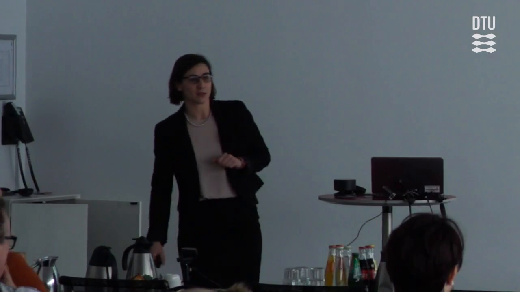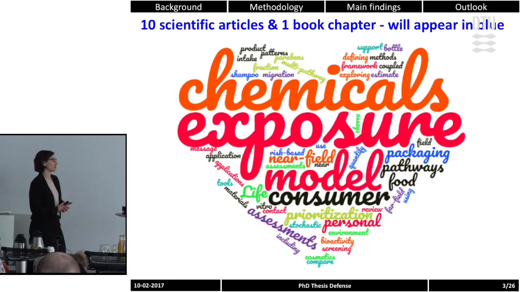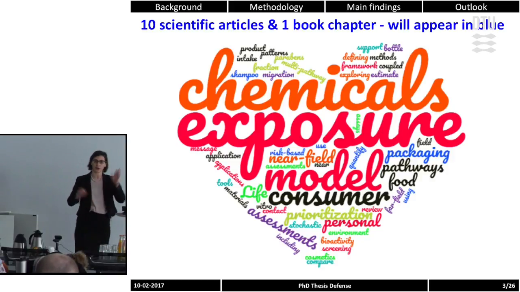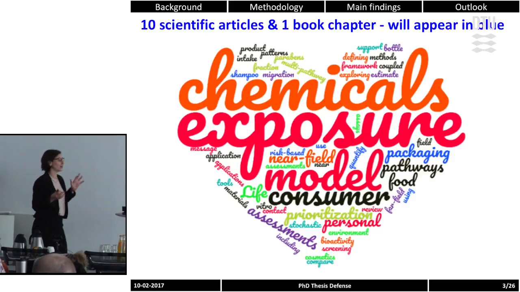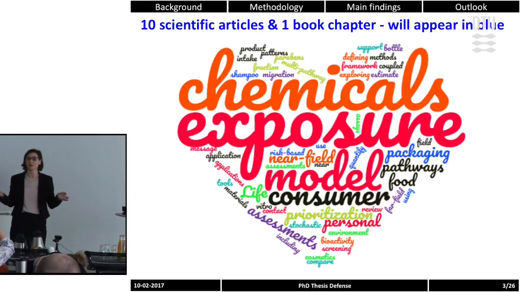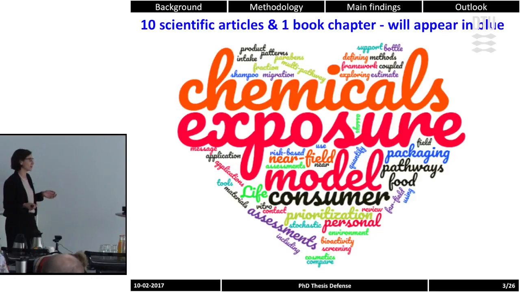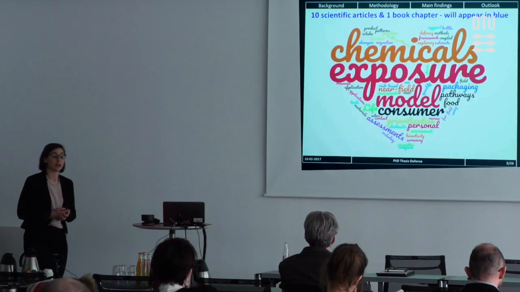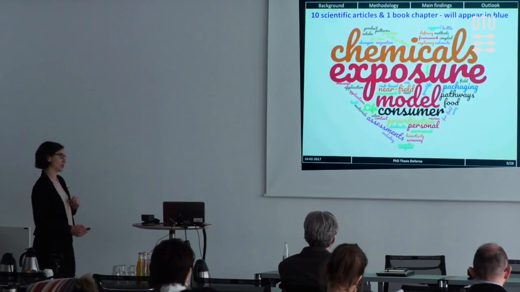In all, this thesis work led to 10 scientific articles and 1 book chapter, and these will be highlighted in blue throughout the presentation. Instead of boring you with all their titles, I did a word cloud, and we can see that this actually captures quite well that my thesis was about modeling consumer exposure to chemicals in consumer products. Actually, consumer products doesn't really appear up there very well, but you can get the general idea. 3 of these articles were first authored, and these were really the models that were predicting exposure to chemicals in cosmetics and food packaging, as I mentioned earlier.